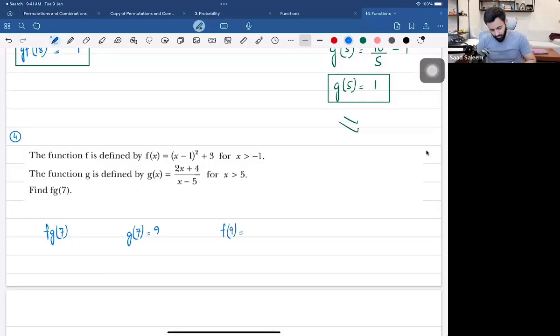f of 9, which is going to be 9 minus 1, the whole thing squared, plus 3. So 9 minus 1 is 8. 8 squared is 64. 64 plus 3 is 67. So that's f of g of 7 is equal to 67. Okay, so I hope it's clear now.